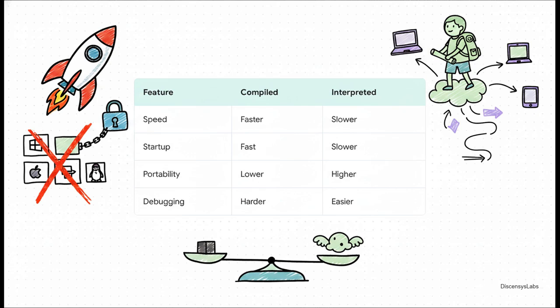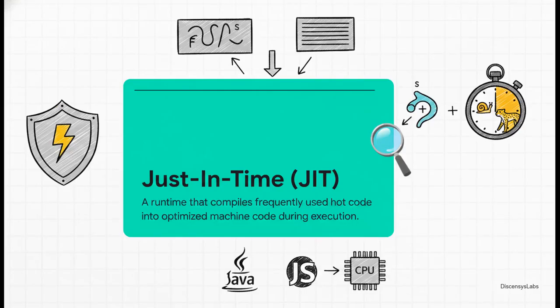So it's the classic trade-off. Do you want the rigid, blazing speed of compilation or the slow but incredibly easy flexibility of interpretation? For decades, developers basically had to pick a side. You had to choose one or the other. But then came a massive architectural breakthrough. The hero of our story, just-in-time, or JIT compilation.